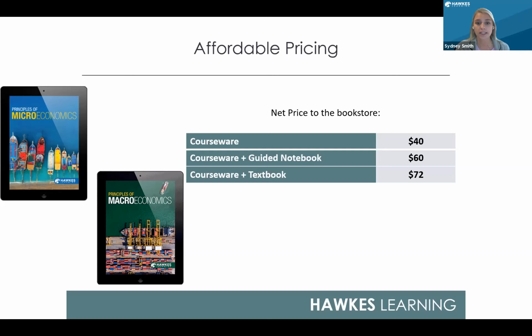Students always have the ability to bundle the guided notebook or textbook with the online courseware and ebook as well. The price for the courseware and guided notebook bundle is $60 net price, and the microeconomics textbook bundled with the courseware would be $72 net price.